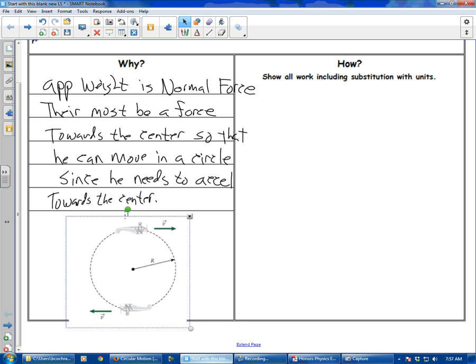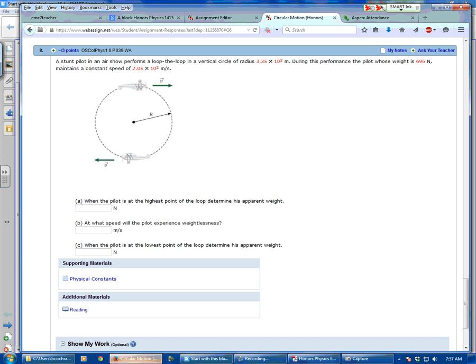So, the force diagram here, one thing to make sure that you have on it, are we only doing the top and bottom? That's it. At what speed will the pilot experience weightlessness, at the lowest point and highest point? Okay. So I think we'll do A and C and then come back to B.